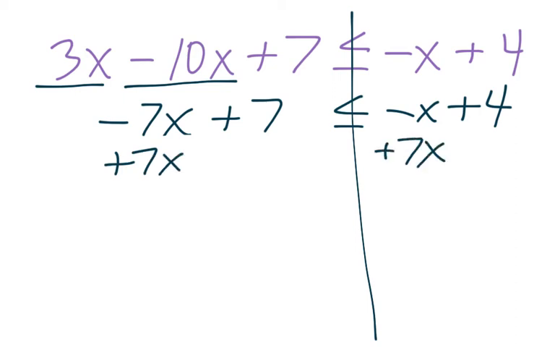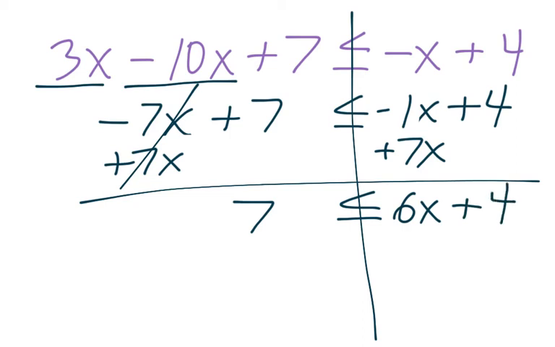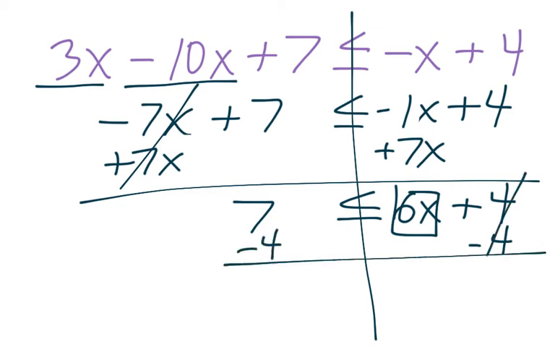Now, you don't have to do it that way. You could have done it differently as long as you do the inverse operation. So we get 7 is less than or equal to, and a negative 1, I just want to rewrite that so it's a little neater. Negative 1x plus 7x is 6x. Okay? Now we've got to get the 6x by itself. We subtract 4 from both sides. 7 minus 4 is 3, so 3 is less than or equal to 6x.